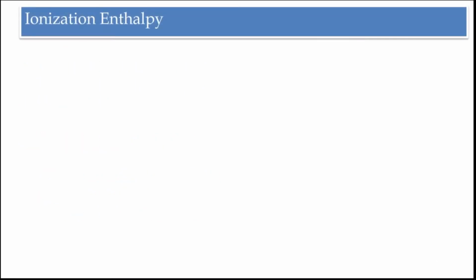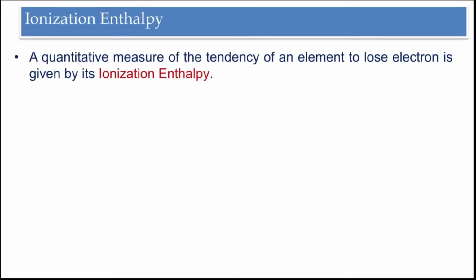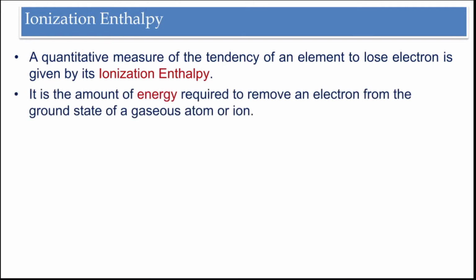Next, we shall look at what is ionization enthalpy. The quantitative measure of the tendency of an element to lose an electron is given by its ionization enthalpy. It is the amount of energy required to remove an electron from the ground state of a gaseous atom or ion.